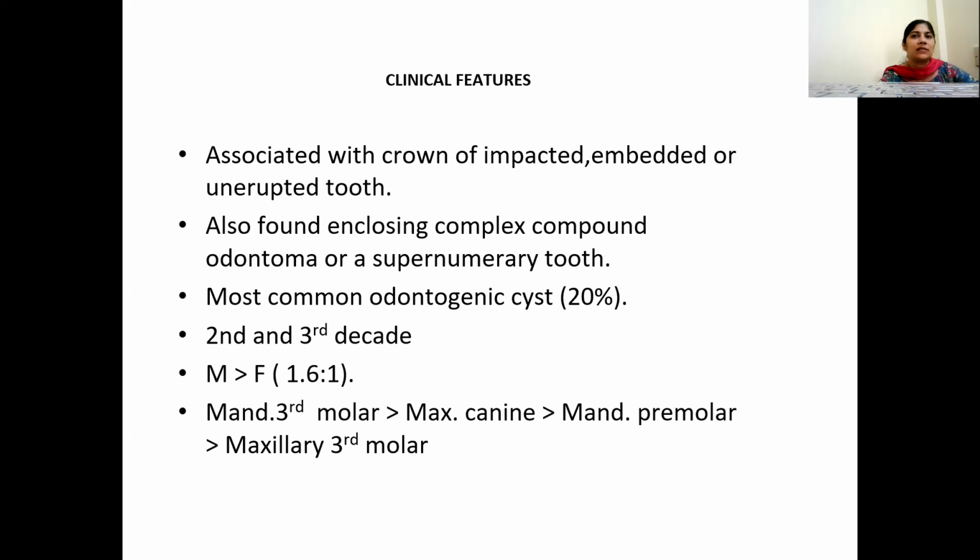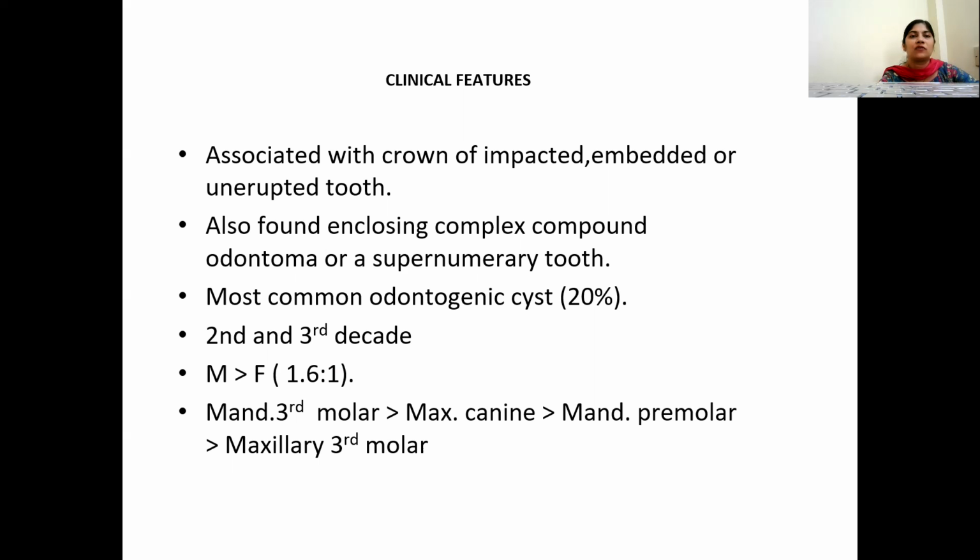It is the most common developmental odontogenic cyst, 20% of the cases. As we all know, the most common cyst is the radicular cyst, and the most common odontogenic cyst is the dentigerous cyst. The common occurrence is in the second and third decade of life, commonly seen in males with a 1.6 to 1 ratio to females. The most common site of occurrence is the mandibular third molar region.